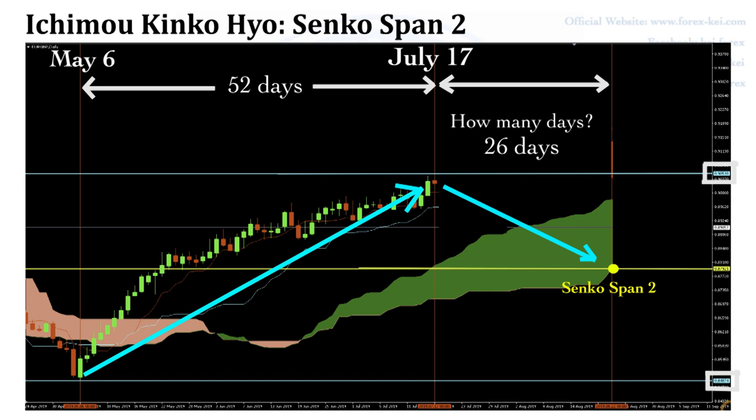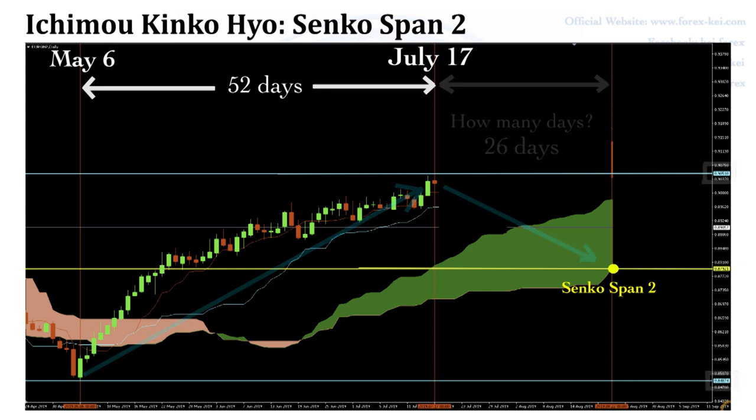This is not a trick question. Simply, if the market takes 52 days to go up from the lowest price to the highest price, and if it takes another 52 days to go bearish and come back to the same price level, when does the market reach back to the middle price? It's 26 days ahead from today, right? So what Senko Span 2 suggests is this. It helps us to see the point where the equilibrium will be in a long time span if the market is on this 52-day cycle, and that's the reason why it's forwarded 26 candles ahead.